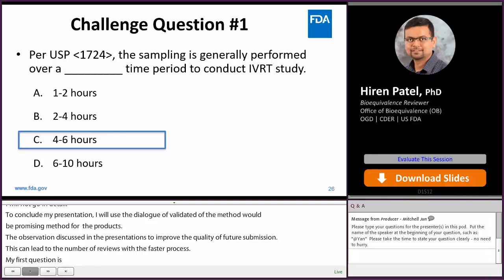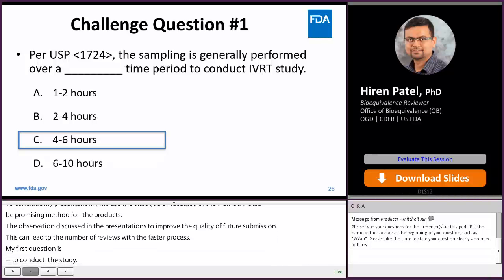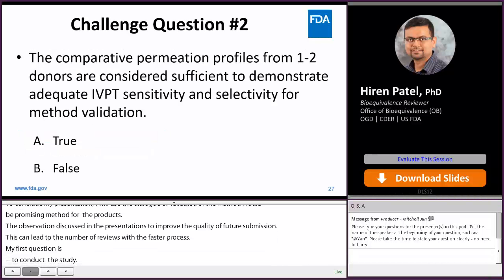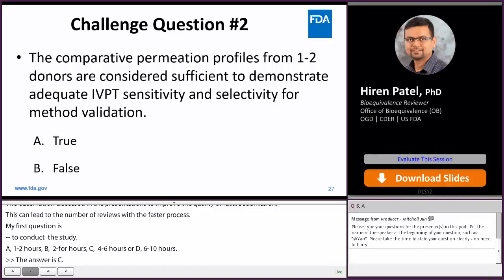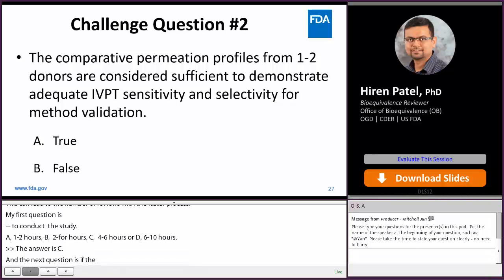And the next question is whether this statement is true or false. The comparative permeation profiles from 1 to 2 donors are considered sufficient to demonstrate adequate IVPT sensitivity and selectivity for method validation. If you mark the sentence as false, then you are correct.